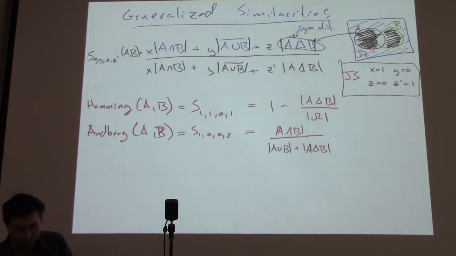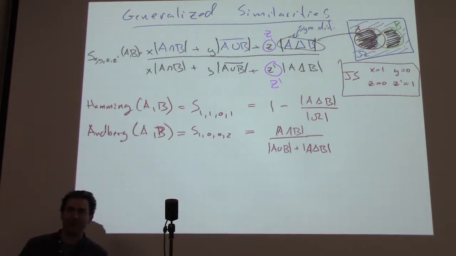Right. So if I look here, this is z, and this is z prime. So they're showing up in different spots in this formula, because they're both modifying the size of the symmetric difference. Okay, so they're kind of related in some way. There isn't any other reason than that, as far as I know.